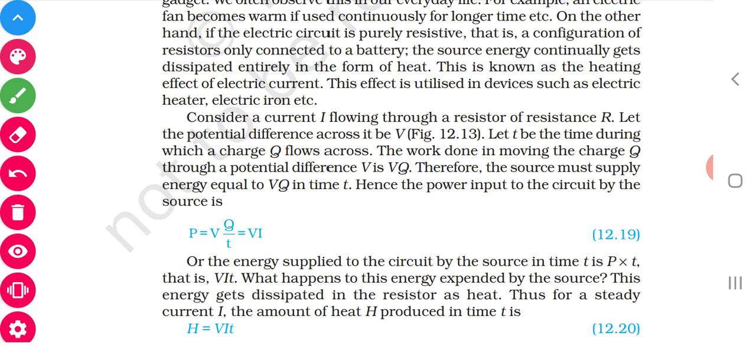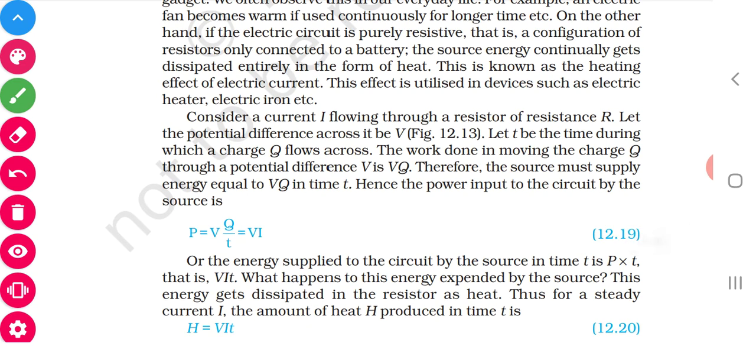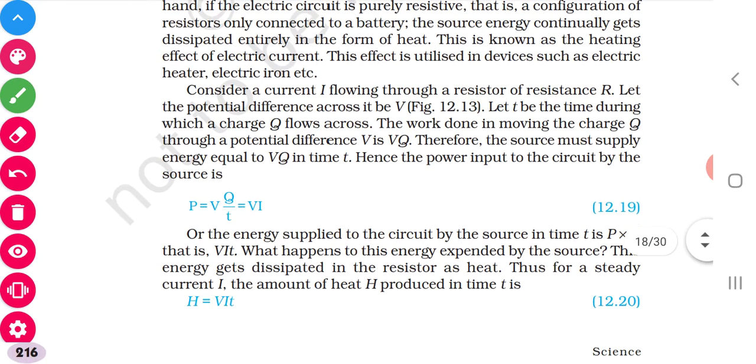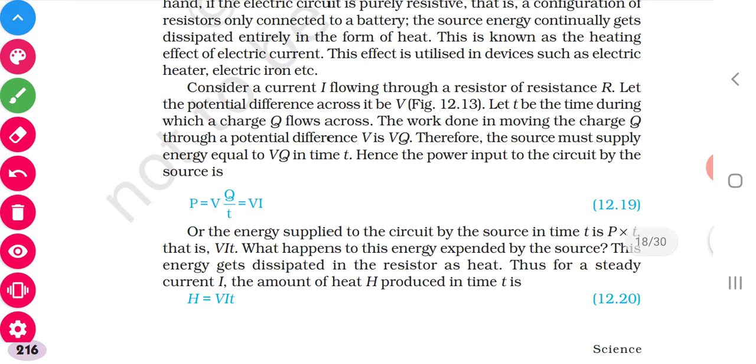Okay, that is the work itself, converting the electrical energy into heat. Now let us derive the equation for this. We are going to calculate the amount of heat generated in a conductor. How much heat is generated in a conductor?